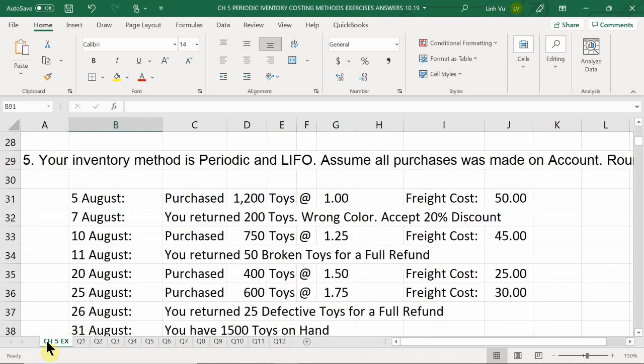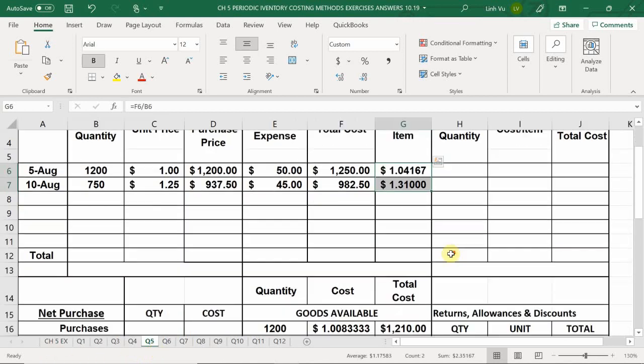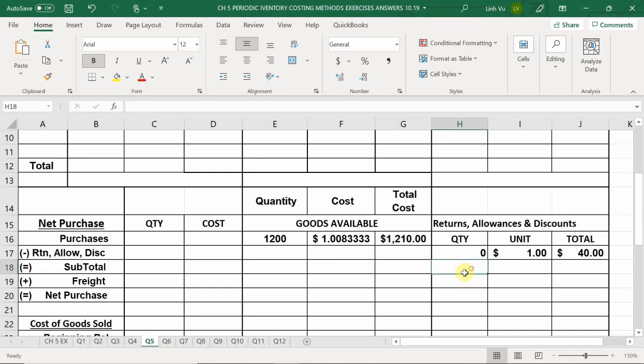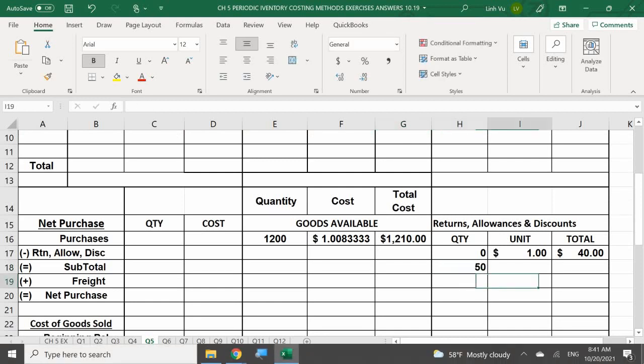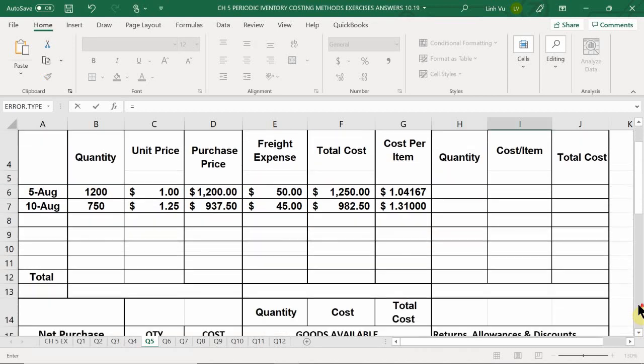Then August 11th rolls around and you end up returning 50 broken toys for a full refund. So going back to this, we returned 50 broken toys. So in this case, we are actually returning 50 of them. At what cost?